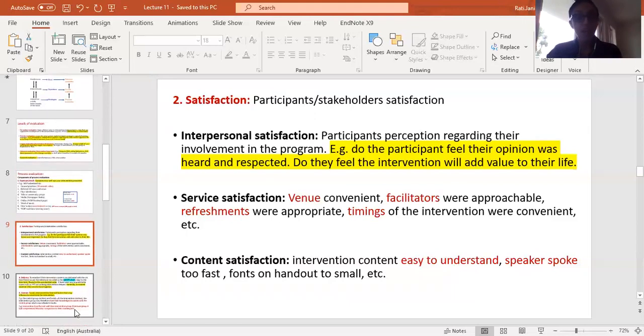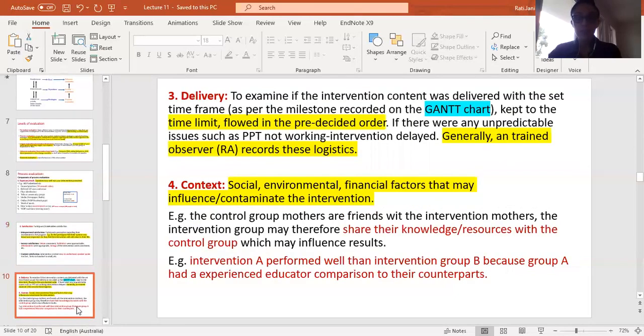All right. Moving further, the other type of process evaluation is delivery. For example, and I'll tell you what is a Gantt chart.